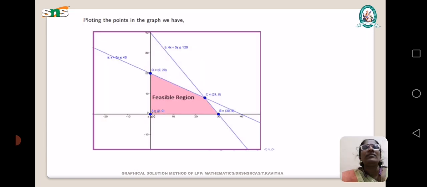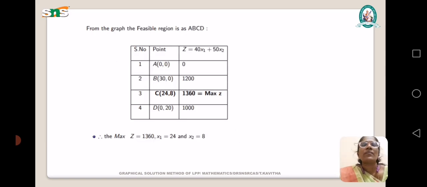This is the graph for these lines: first line, second line, and the two lines connecting points as the feasible region points. Next we take the feasible points, which we label as A, B, C, D. Then A is the point 0,0 as origin. Then B is the point 30,0, C is the point 24,8, and D is the point 0,20.